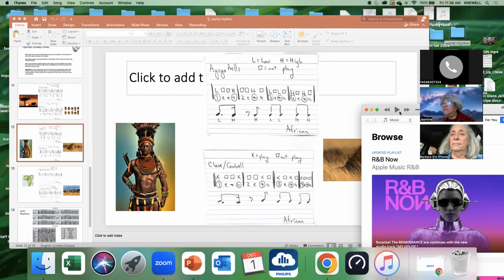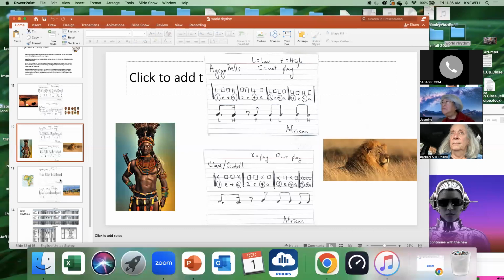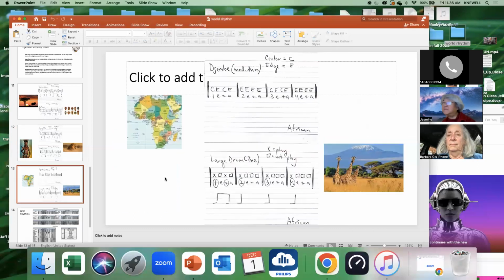So that one's not too bad. If we go to the last African thing, we've got our djembe, which is playing again, just this, we're gonna go with the center and the edge. So it's 1E and a 2E and a 3E and a 4E and a 1E and a 2E and a 3E and it's fast.